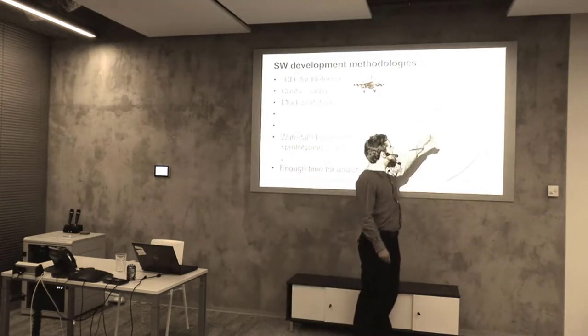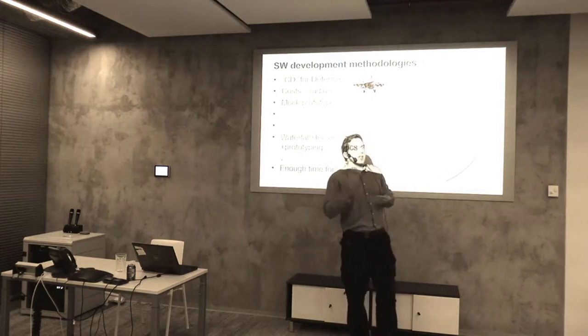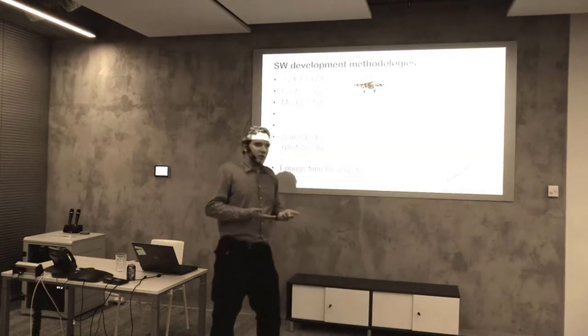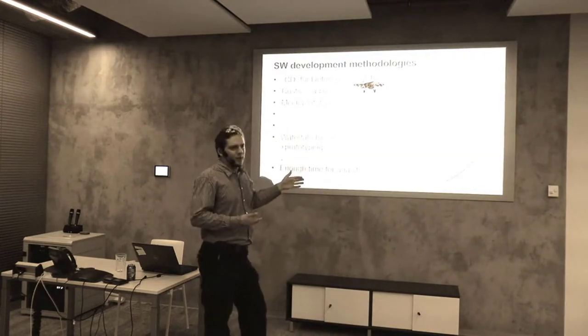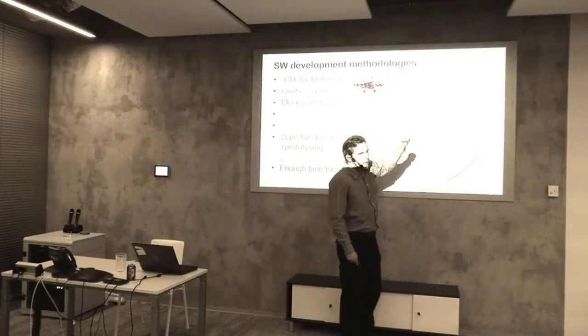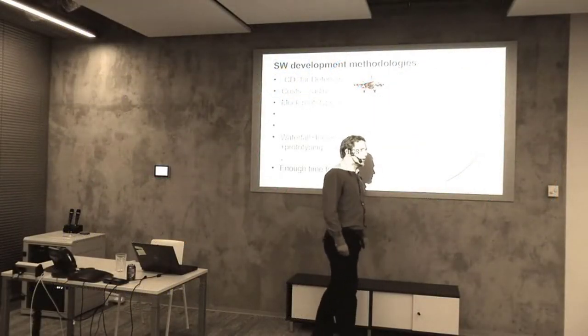It's also very much focused on selecting or evaluating the alternatives, because you did it some way, but maybe it can be done a different way, and maybe the different way can be better. So let's try it. Let's consider all those things. So that's what happens in this quadrant. You build the prototype, you analyze all the risks, so there is time for risk analysis, it's specifically designed so, and you also consider all the alternatives.